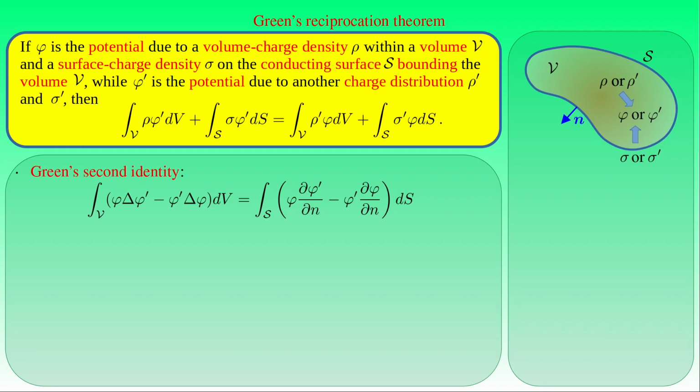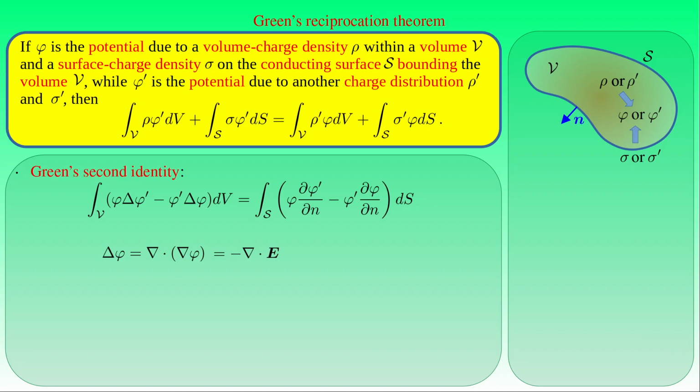Here the normal n points away from the volume V that is into the conductor, since the volume V is the non-conducting region bounded by the conducting surface or surfaces S. The Laplacian of the potential phi in the volume integral is equal to the divergence of the gradient of the potential, where the negative gradient of the potential is equal to the electric field strength E of the electrostatic field described by the potential phi.